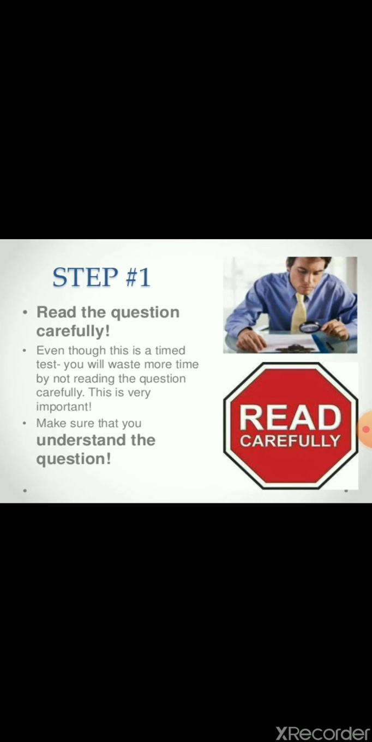When you are dealing with a passage-based MCQ culture, you need to go to the questions first. Even though this is a timed test, you will waste more time by not reading the questions carefully. This is very important. Make sure that you understand the question. When you understand the question, then you will get your target. When you get your target, you will hit the target in the passage without wasting your precious time.